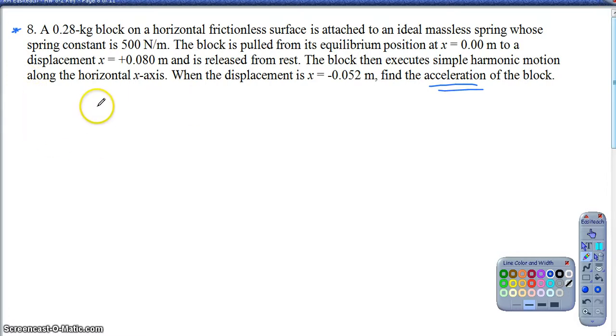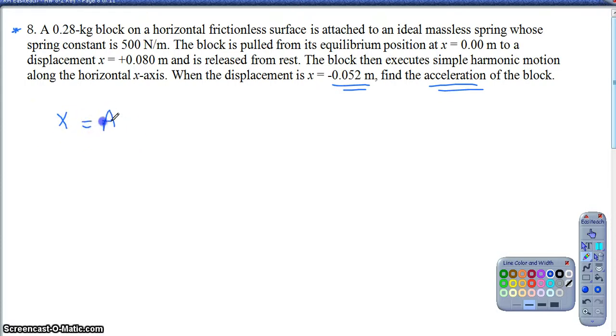But anyway, for those of you that have tried it, ready to check your answer here, let's go through how we're going to set this up. So they give us a whole bunch of information, right? The mass, the spring constant, the positions, and then they're asking when it's at this displacement, what the acceleration is. Well, the first thing I'm going to do is find the time that it reaches that position by using my position function. So I'm going to set up a position function for this spring.